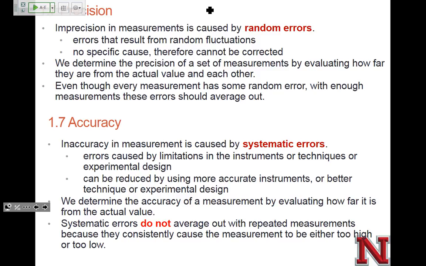Now, our systematic errors do not average out with repeated measurements, which is why you might take 5 measurements. They're all not accurate, but they're all precise, close to each other, because your instrument just isn't calibrated. So they don't average out, and you need to actually change something you're doing to fix your accuracy. Whether it's calibrating your instrument, using a better instrument for what you're trying to do, your technique.